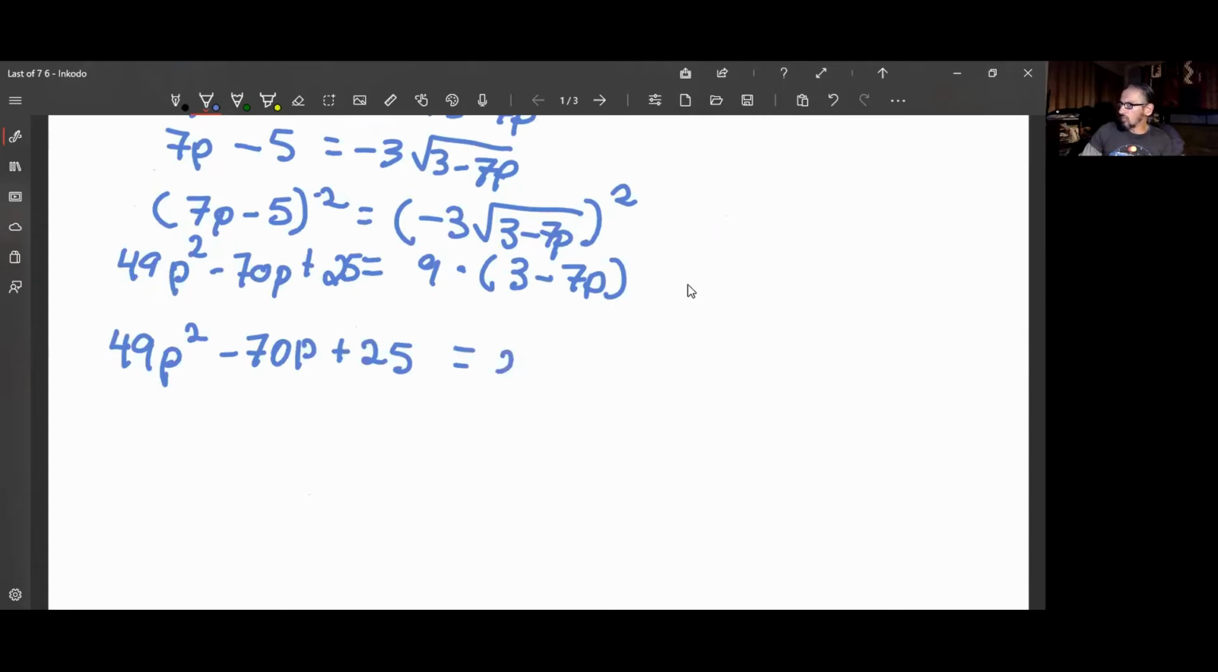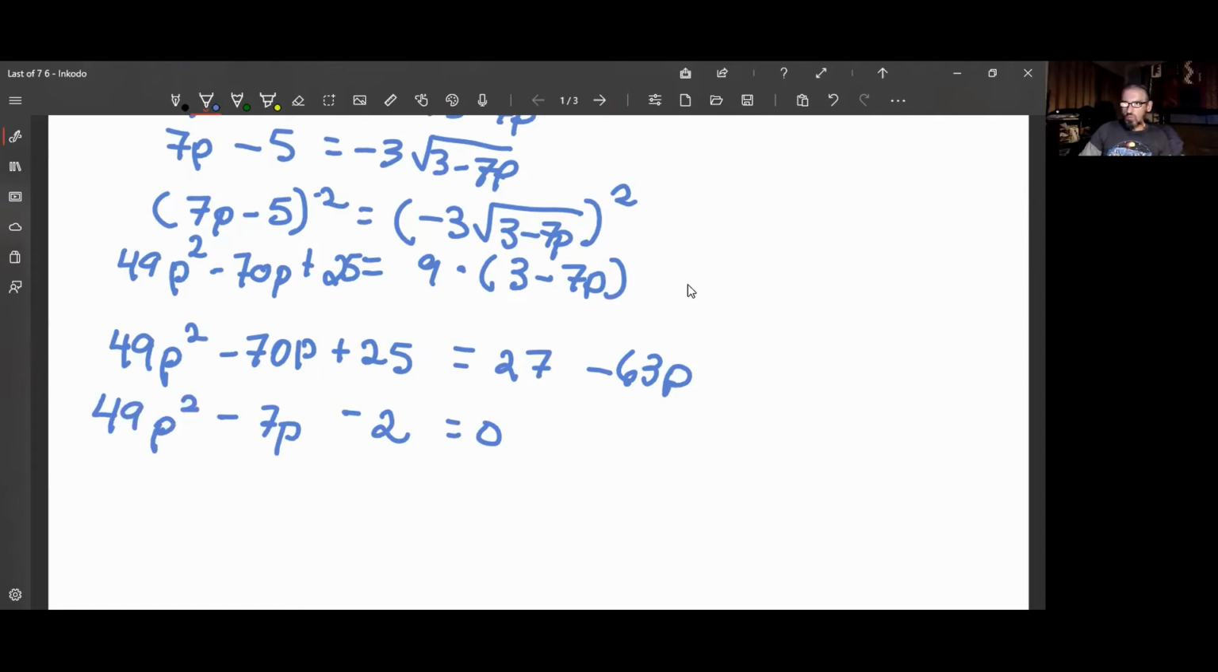And then we'll do one last bit with combining like terms. 9 times the 7 is 63p. All right, so if I subtract 27 from 25, I'll have negative 2. If I add 63p to negative 70p, I'll still have negative 7p. And then there's the 49p squared.